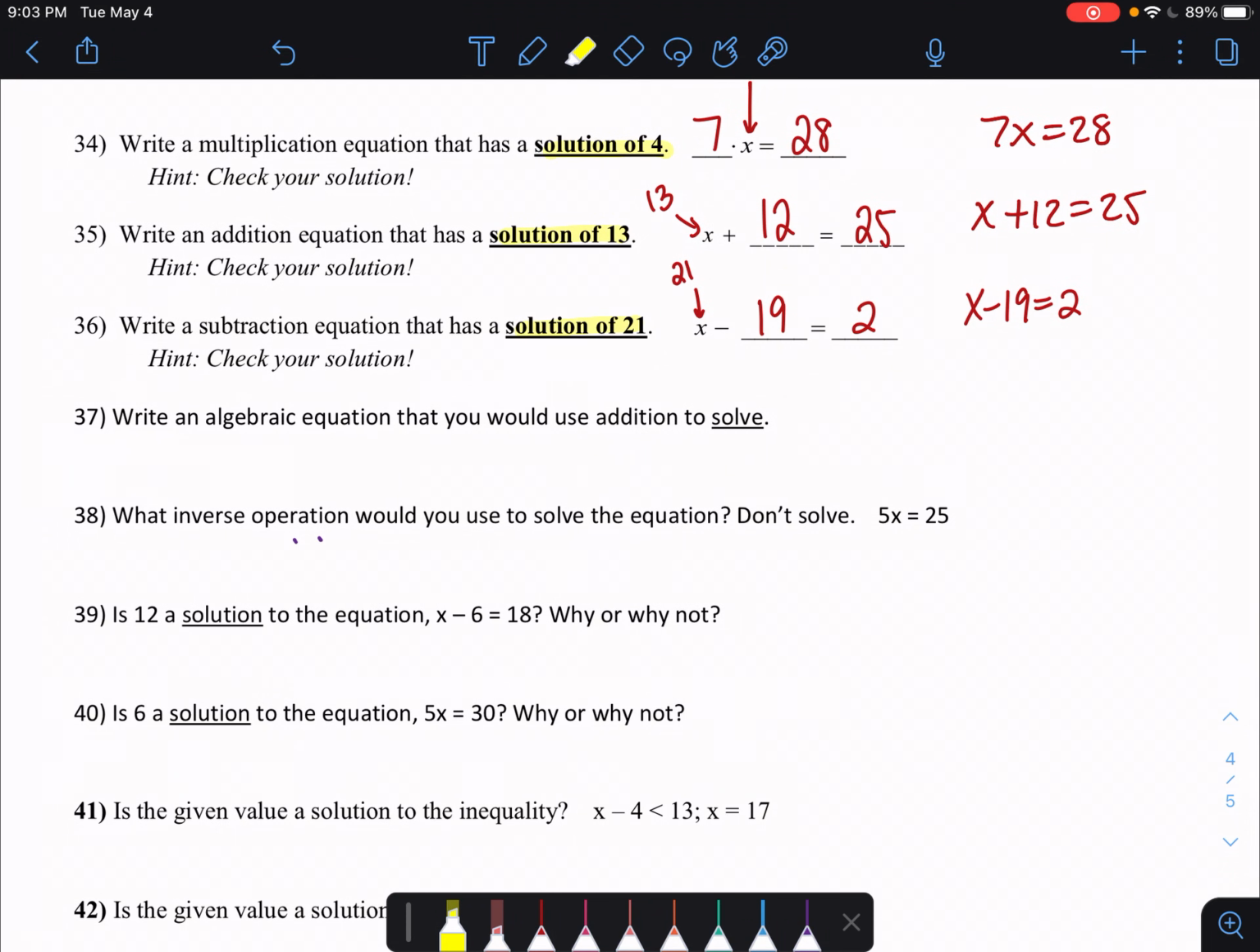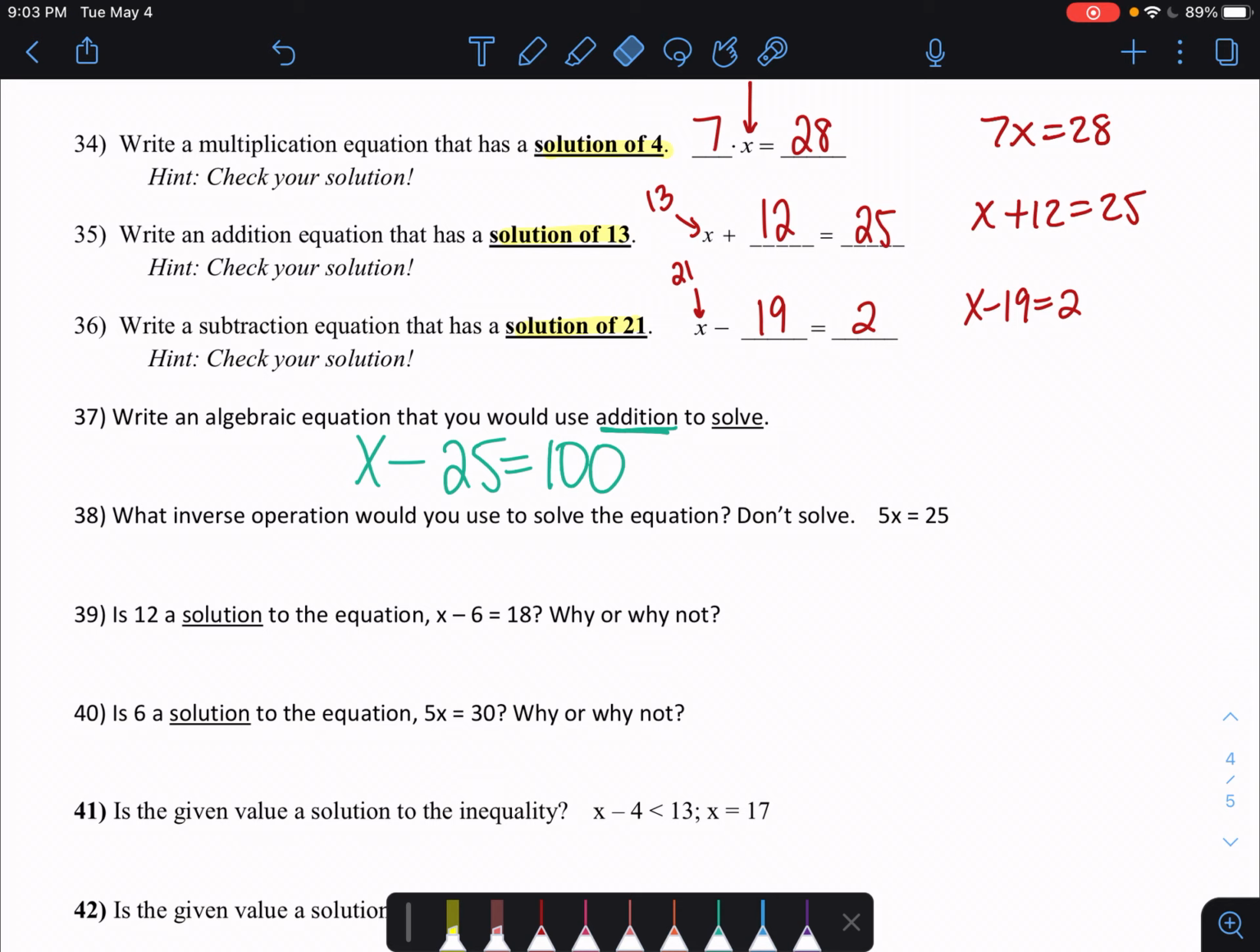For 37, it says to write an algebraic equation that you would use to solve with addition. So if I want to solve with addition, the equation has to be subtraction. So I can write anything that has subtraction, and I'm going to use addition to solve it.